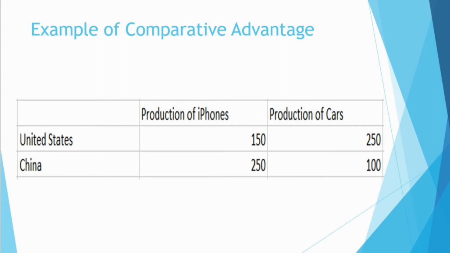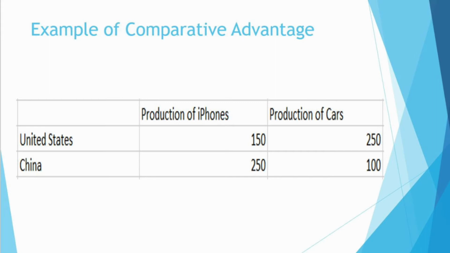One example, and I have it showing on the screen, is an example of comparative advantage. So the two countries that I chose were the United States and China, and the two products that they would be producing are iPhones and cars. So if you look over at the iPhones topic, the United States can produce 150 iPhones, say for example, in one day, versus China can produce 250 iPhones in one day.